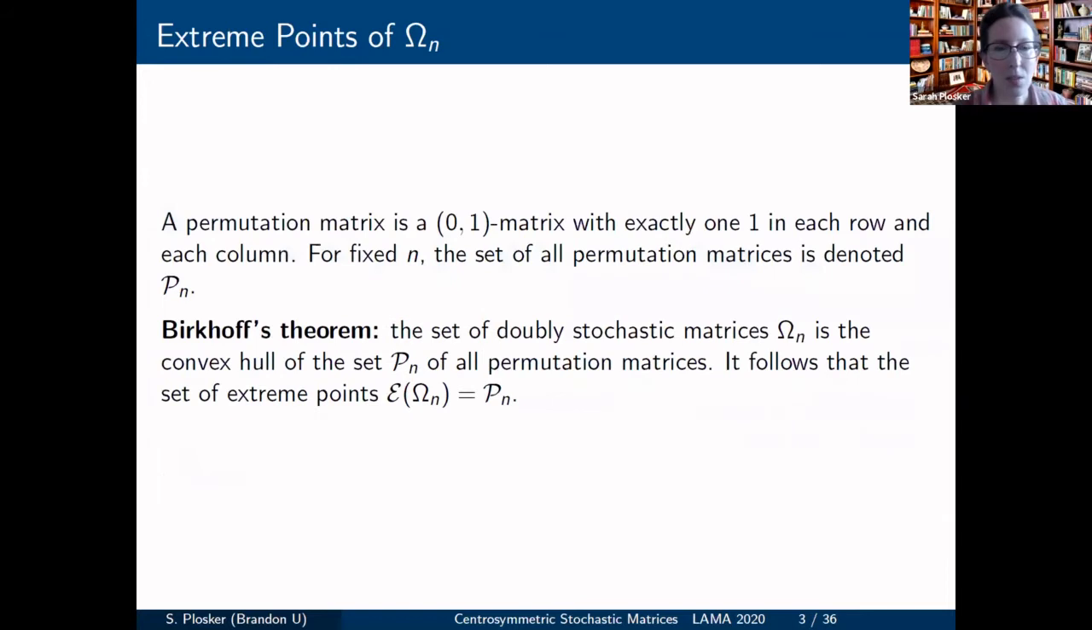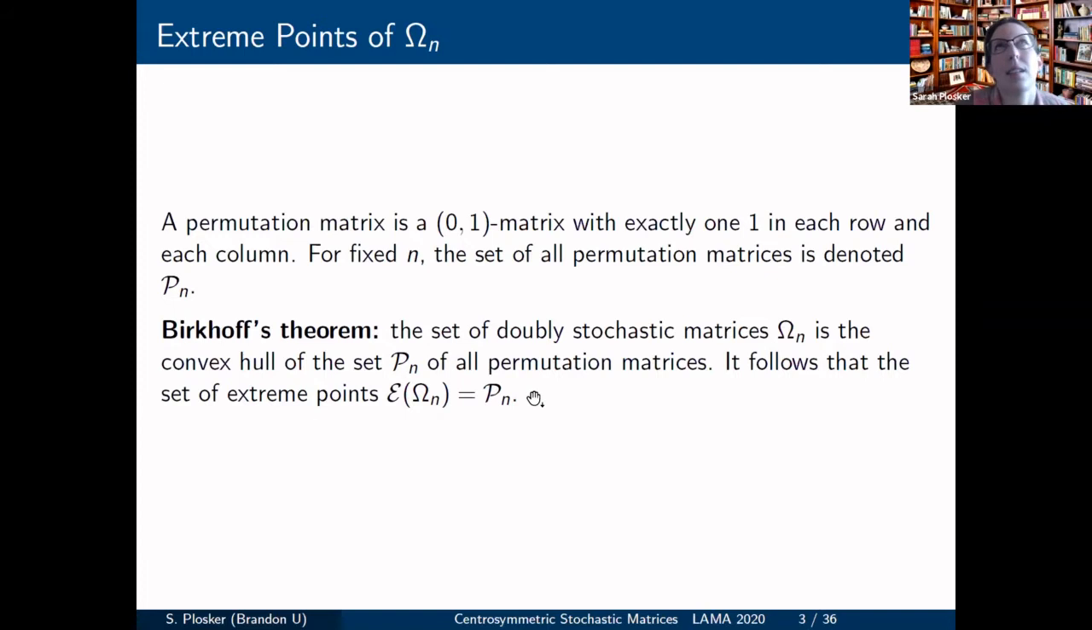Okay. So we're talking about convex sets. So immediately we want to know what the extreme points are. And there's the famous Birkhoff's Theorem for doubly stochastic matrices. So omega n is the convex hull of the set of n by n permutation matrices. A permutation matrix is just a 0-1 matrix with exactly one 1 in each row and each column. So the extreme points of the doubly stochastic n by n matrices are the n by n permutation matrices, P n.